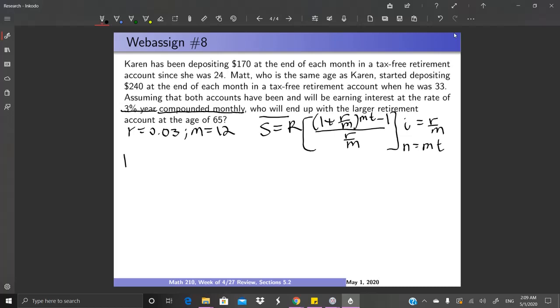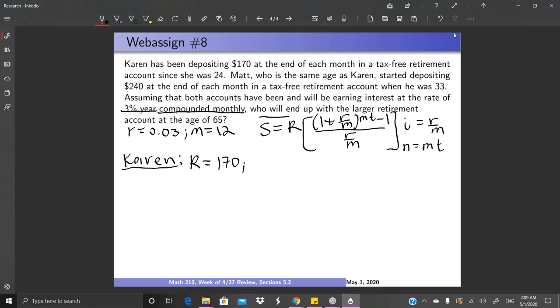All right, let's do Karen first. She's depositing $170 at the end of each month, meaning her payments, which would be the value of R right there, is 170. So in our definition, those are the regular payments, 170 for Karen. We know R is equal to 0.03. We know M is equal to 12. What else do we need? We need a T. That's all that's missing.